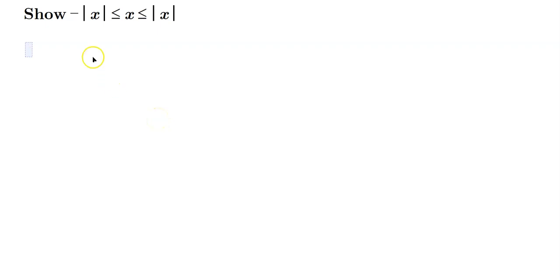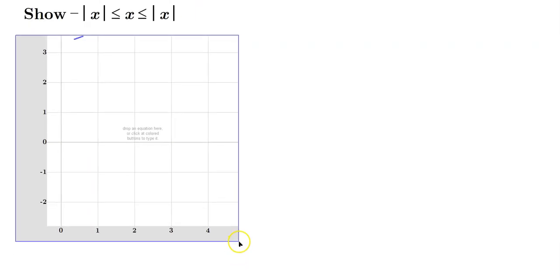Welcome. Let's show that the negative of the absolute value of x is less than or equal to x, which is less than or equal to the absolute value of x. A pretty standard exercise. So first, I'm just going to do this by graphing. So let's appreciate what this is saying in terms of graphs.